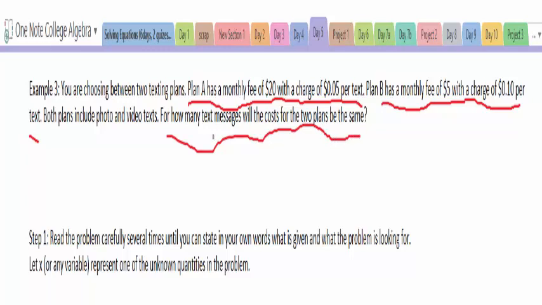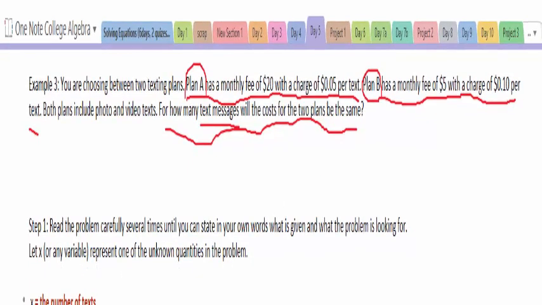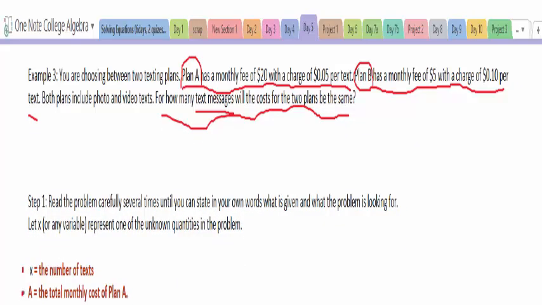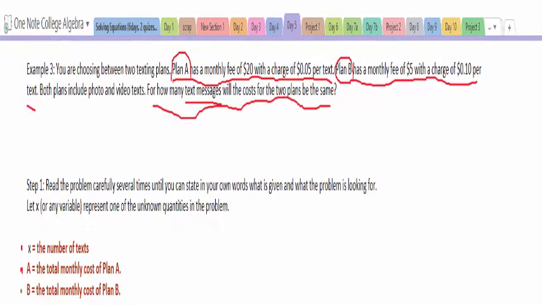Here's your question, so we know we need a variable to represent the number of texts in order to be able to answer that. So that's the first variable. Just knowing a little bit, I know that I also don't know how much plan A or plan B costs, so I'm going to make those A and B variables also. So I'm going to have three variables. The variable x represents the number of texts, A the total monthly cost of plan A, and B the total monthly cost of plan B. And going from steps 2 and 3, now I'm going to make expressions and equations.